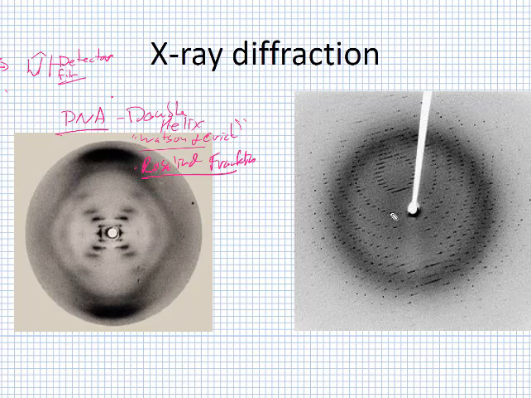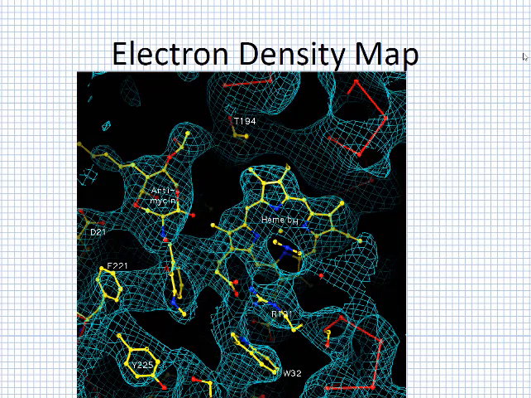Here's the X-ray diffraction of a protein. You can see that the pattern is quite a bit more complicated, because proteins are a lot more complicated than DNA. After getting the diffraction pattern, one can either calculate, or nowadays we have computer programs that will do that for us. It will calculate a three-dimensional electron density map. What's happening is the electrons, as they pass through the crystal, get bent or diffracted, and what they're actually getting diffracted by are the little spaces between the atoms, and it's actually the electron clouds around the atoms that's doing the diffracting.